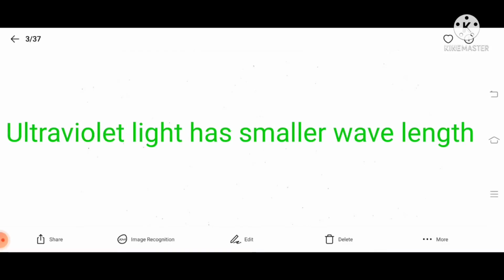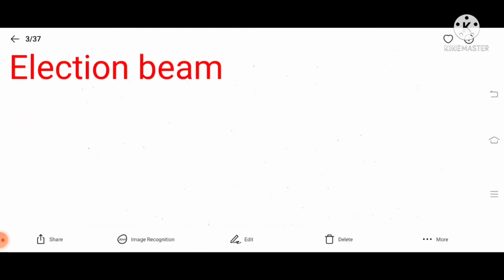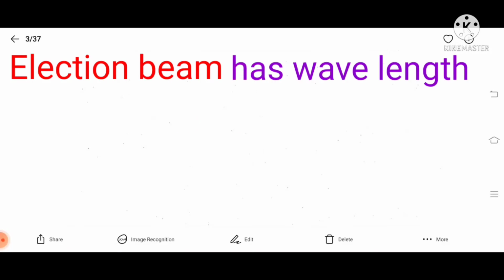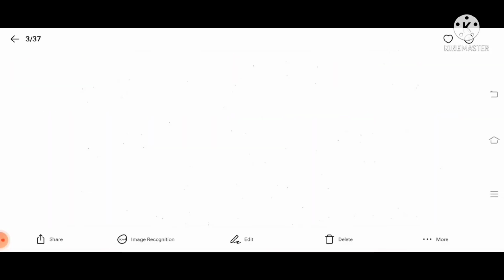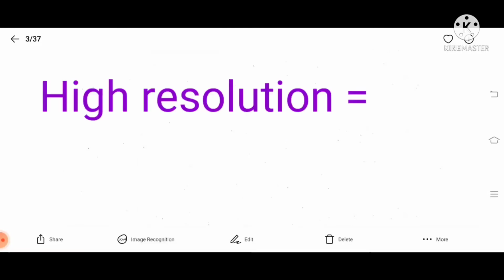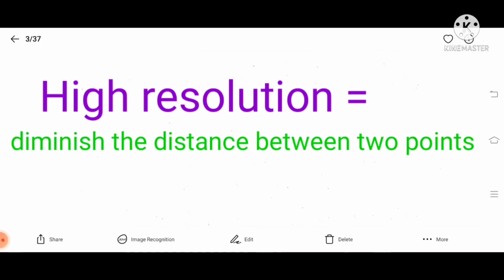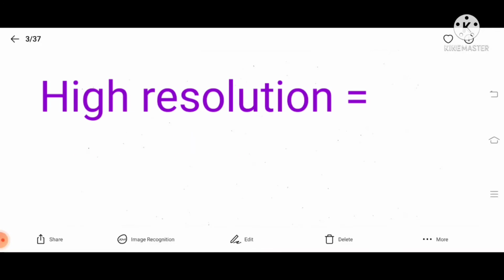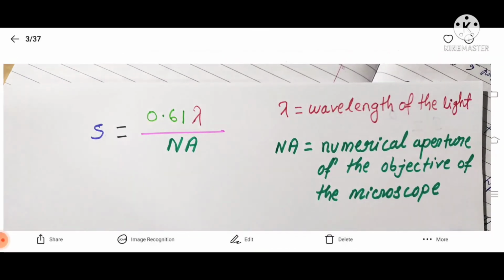To obtain better resolution with a microscope, we often use ultraviolet light, which has a smaller λ. The electron beam, which behaves like waves under some circumstances, has a wavelength 10 to the power 5 times shorter than visible light. This has led to the development of the electron microscope, which has extremely high resolving power. Thus, to increase the resolving power of a microscope, or diminish the distance s between two points to be observed, we often use light which has a smaller λ and an objective whose aperture is large.